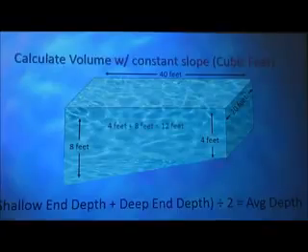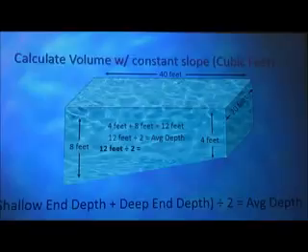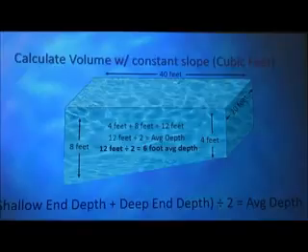So here we have 4 foot in the shallow end, 8 foot in the deep end. 4 plus 8 equals 12. We then take 12 and divide it by 2 to get the average depth. 12 feet divided by 2 equals 6 foot average depth.